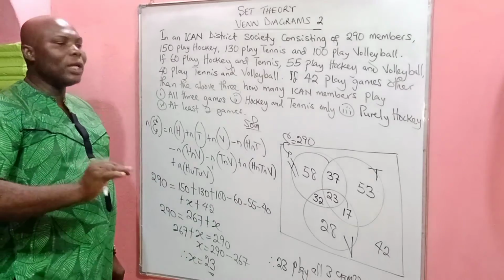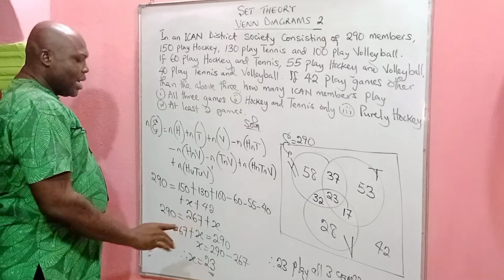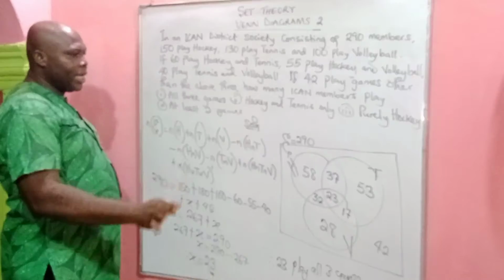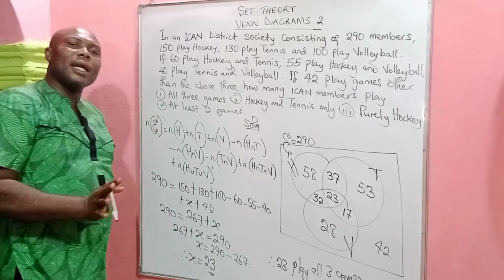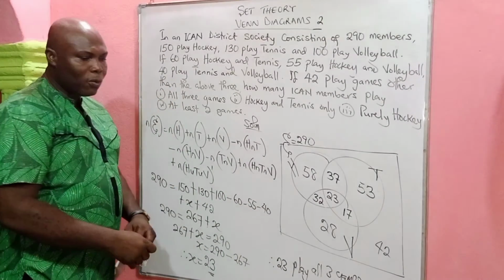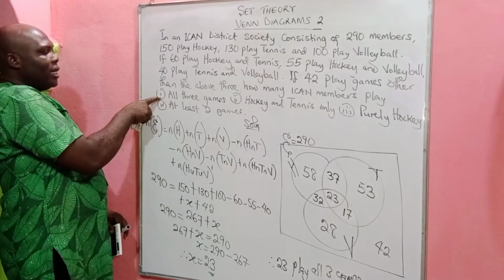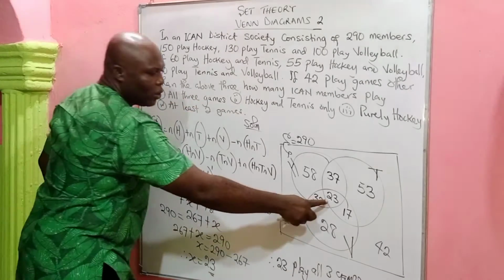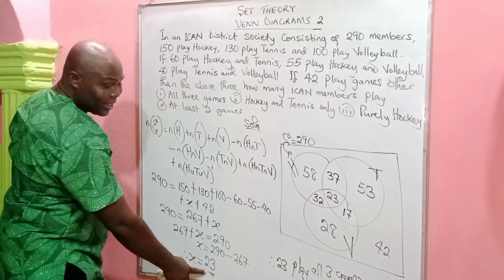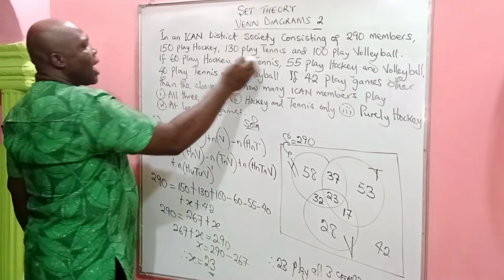Now, with the adjusted diagrams, it's easy for you to answer any other question that follows, like the second and the third, because the first one we did, all three games, is the 23 we had. So now we need the second and the third. That will be very simple because already you have the adjusted Venn diagrams.